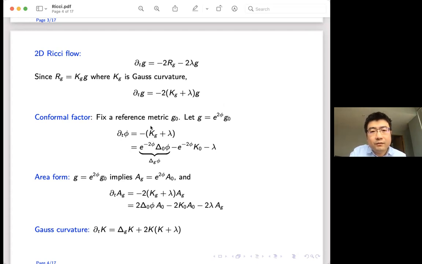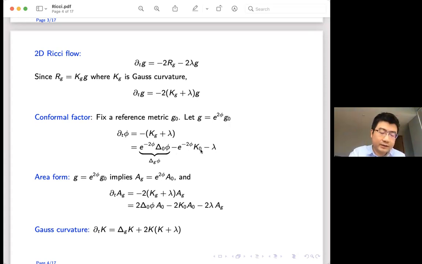And we can also rewrite this Gauss curvature for the metric G as this, because if two metrics are conformal, then we have such a relation which says the Gauss curvature for this metric is equal to this whole thing, where K0 is the Gauss curvature of the metric G0, and phi is this conformal factor. And this Laplacian naught is the Laplacian for G0. Okay, so now we have an equation for the conformal factor, which also has a Laplacian and curvature term and lambda.